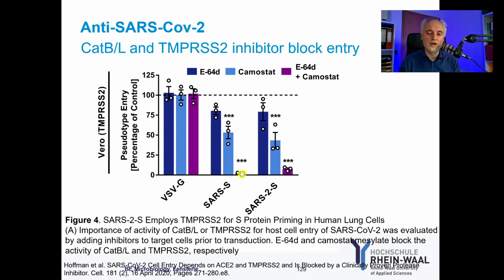And of course, there are more experiments in this paper, and they have also shown that, for example, acidification of this compartment is important to block entry. So this is just an example how basic research can identify potential points of attack.